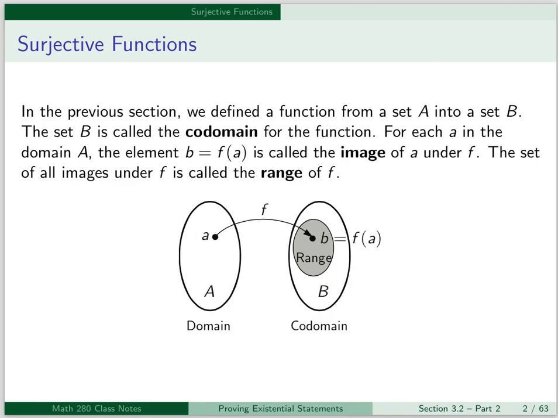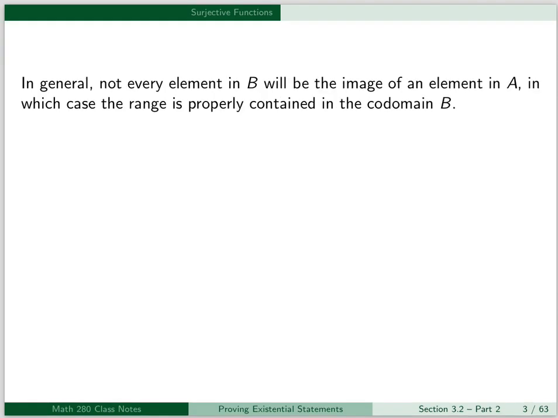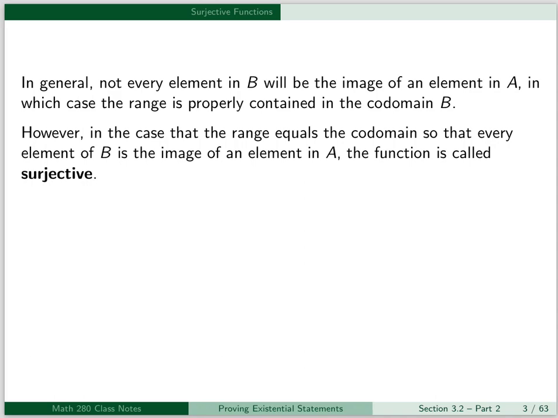So we can visualize the function by the diagram shown. For each element a in A, f maps it into an element b equals f of a in the codomain B, and the range is a subset of B consisting of all the images. In general, not every element in B will be the image of an element in A, in which case the range is properly contained in the codomain B.